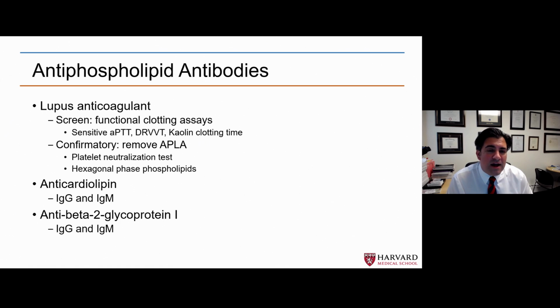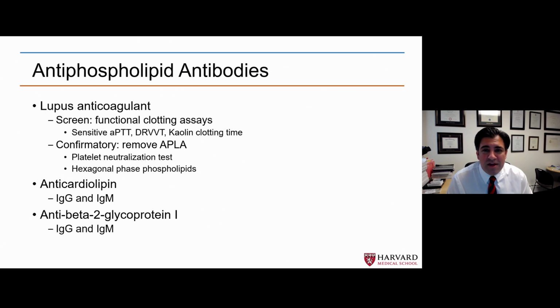What is actually helpful in many cases is an assessment of antiphospholipid antibodies. The lupus anticoagulant, anticardiolipin, and beta-2 glycoprotein are the three antibodies that should be assayed in patients suspected of having an antiphospholipid syndrome. The lupus anticoagulant screen is a functional clotting assay that is sensitive to phospholipid antibodies. And then you do a confirmatory test.